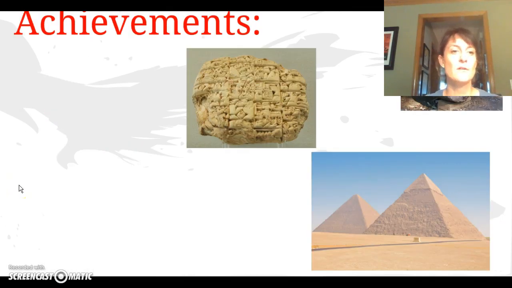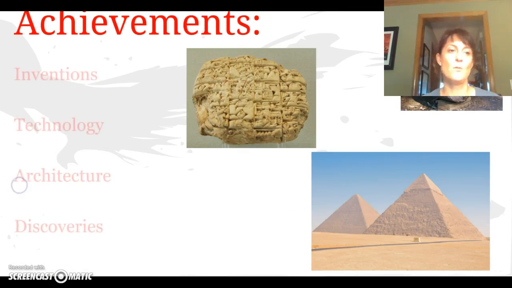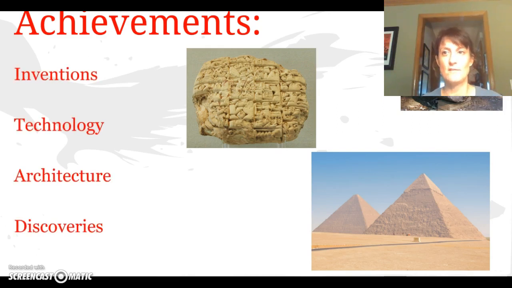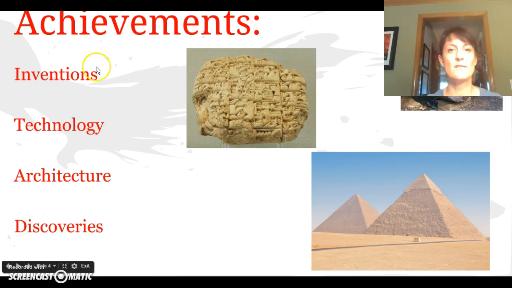Okay, our next slide talks about achievements, so go ahead and write that down. Achievements has to do with things like inventions. For an example, an invention that we'll learn about in Mesopotamia was the creation of the wheel, which was a great invention because we're still using it today. A technology doesn't necessarily have to be plugged in or battery operated. It's something that can make your life easier. So for example, we have an example of technology here with the first writing, and this is called cuneiform, and we will talk about that as well.